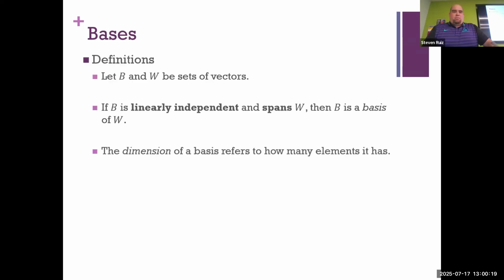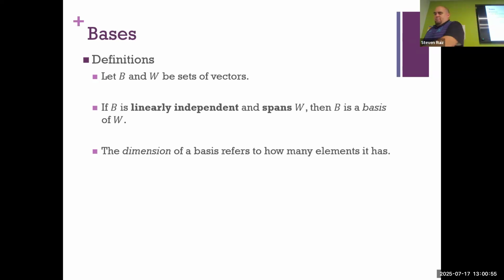So did we talk about what a basis was last time? Yeah. Trying to remember. Okay. So yeah, this basis: if I have a small set of vectors called B, and the set of vectors W is this much larger thing, which is a subspace, which is the span of B, then B is a basis of W. So if B is linearly independent and spans W, those are the two conditions essentially.